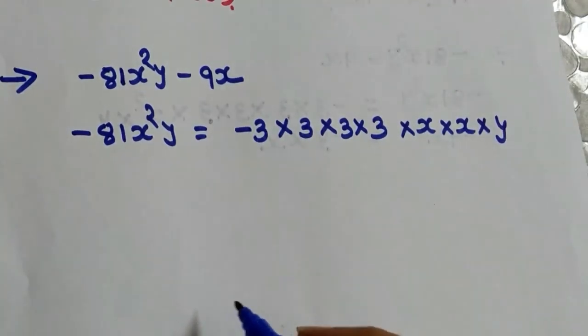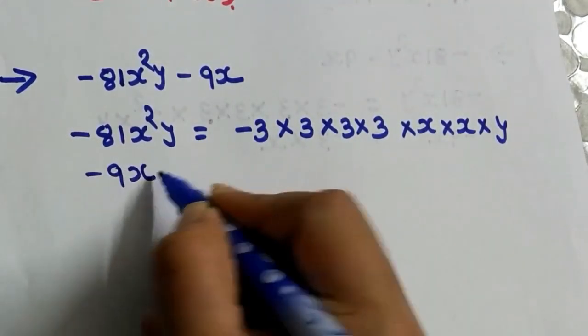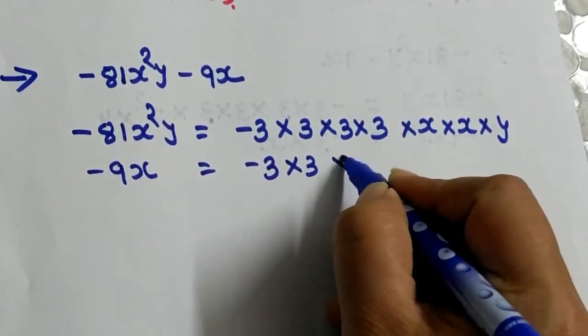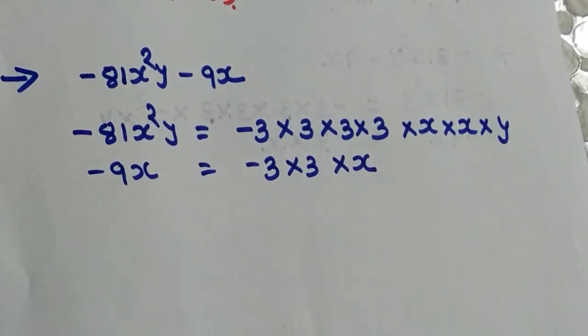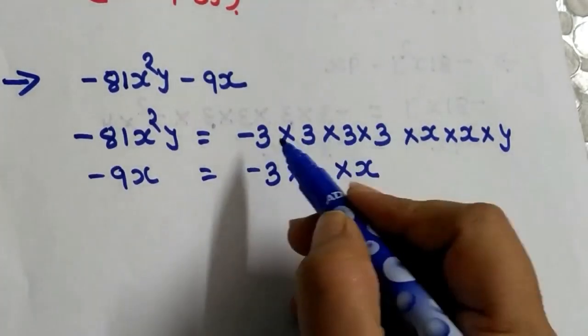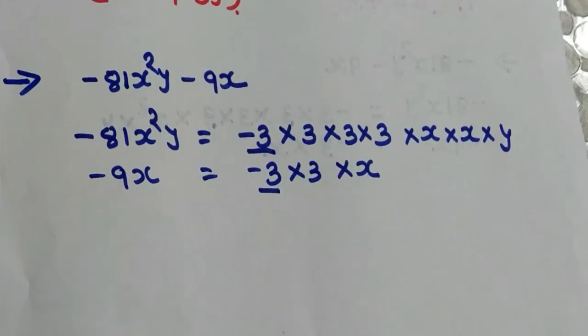In the same way we will write the prime factors of minus 9x also. So minus 3 multiplied by 3 and here x. Now we have written the prime factors of both the terms, so we can find the common factors, that is minus 3 and minus 3 here. So we'll take minus 3 as common factor.